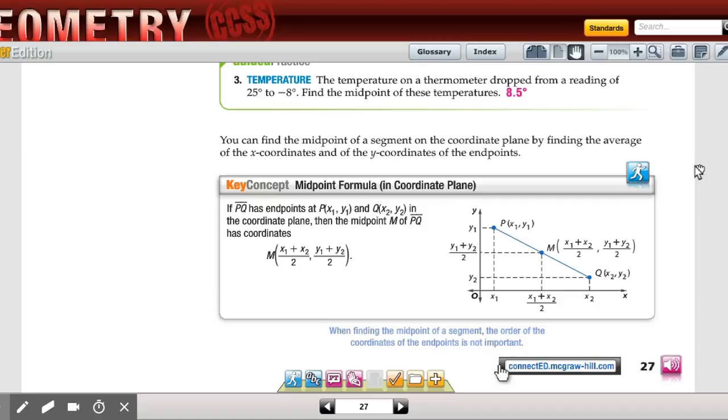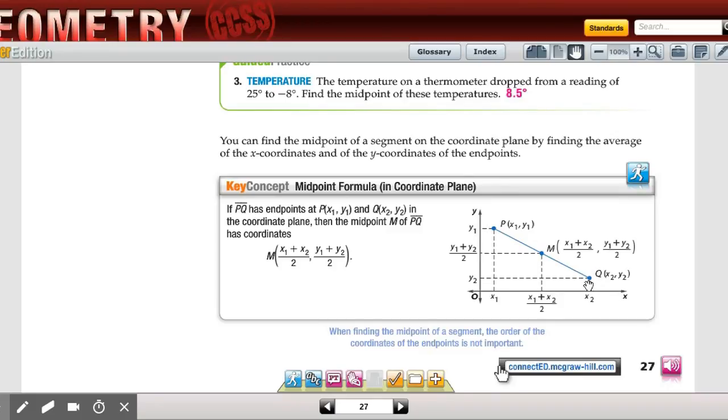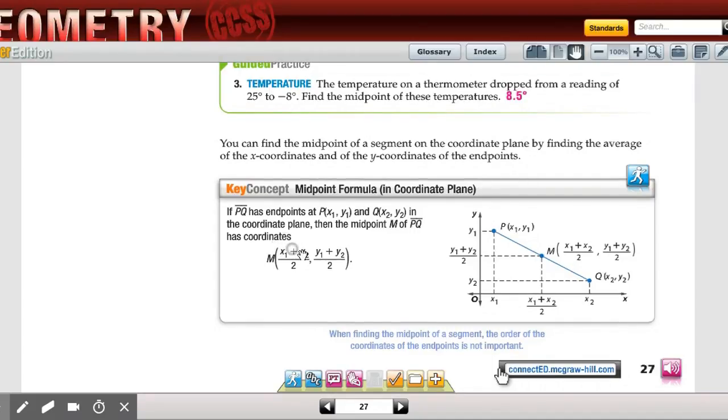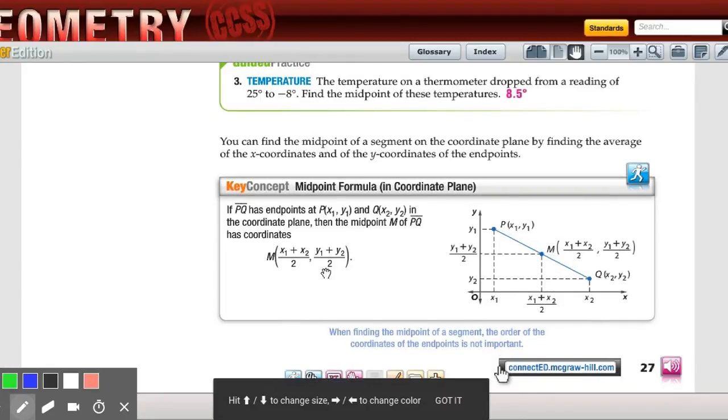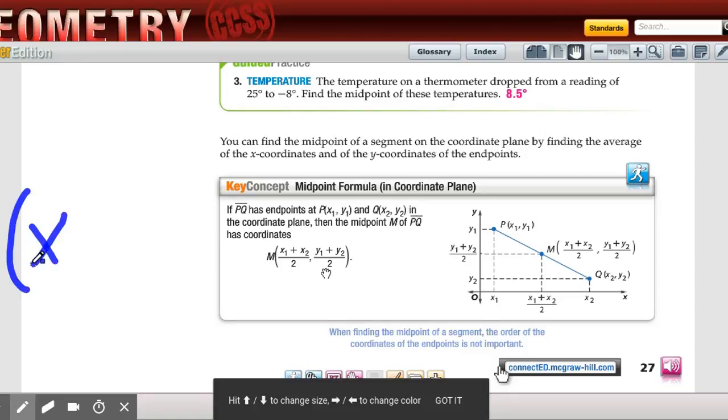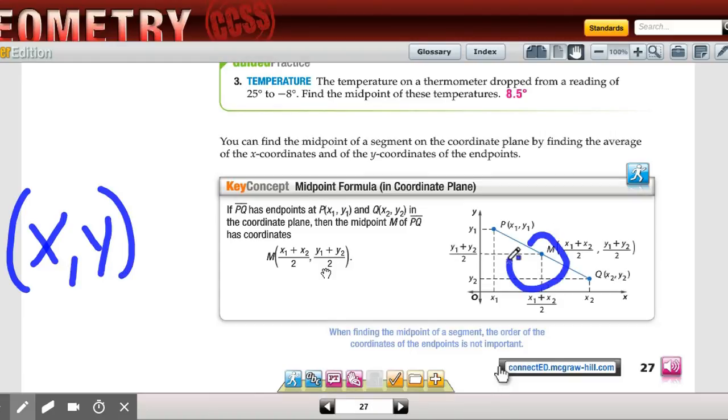Okay, so this is the midpoint when you're on the coordinate plane. You're going to have 2 points. You're going to have a point here with coordinates and a point here with coordinates, x's and y's. And you notice you take, from each point, the x's and add them together, divide by 2. Take the y's, add them together, divide by 2. What you'll end up with is an ordered pair, a new x and a new y, and that will be the exact coordinate of the midpoint. Okay, makes sense?